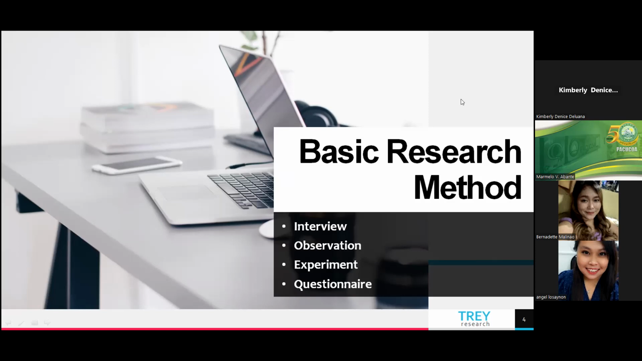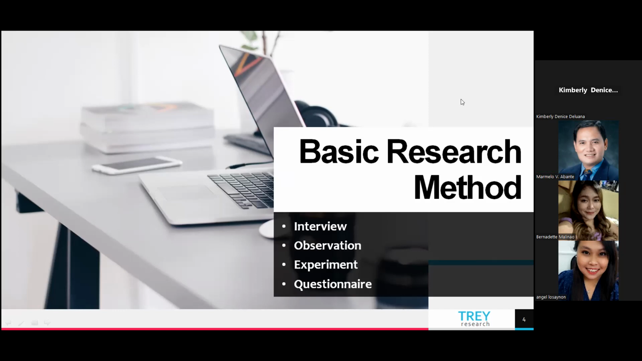Next is the observation. Observation is a type of data gathering method that involves paying close attention to a phenomenon for a specific period of time in order to gather relevant information about its behavior. When carrying out a basic research, the researcher may need to study the research subject for a specific period of time. Minsan ginagawa din yung mga observation na to kapag minsan nag-o-observe din si researcher sa mga place or kung saan niya gustong gawin yung research niya.